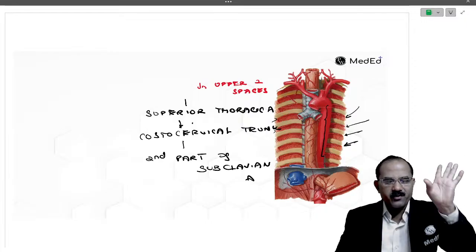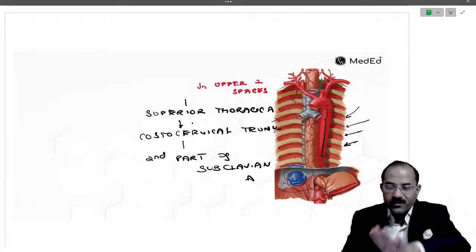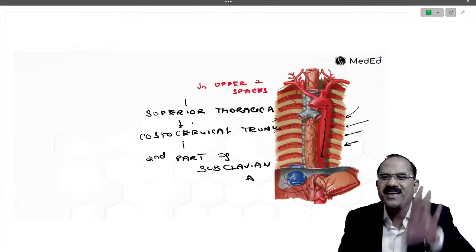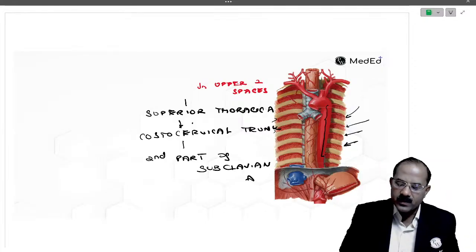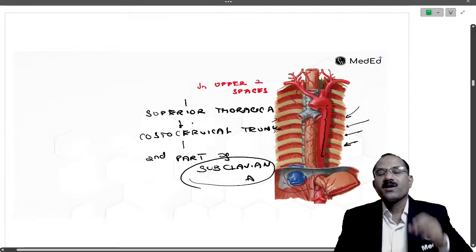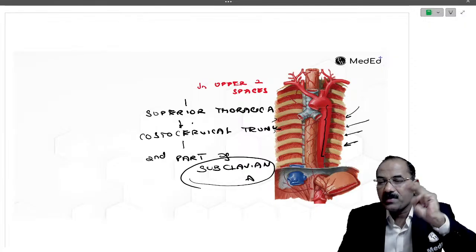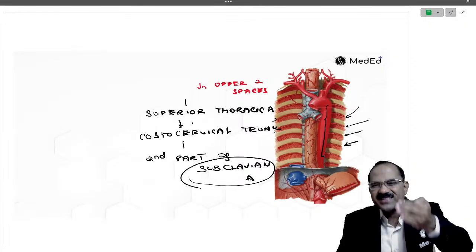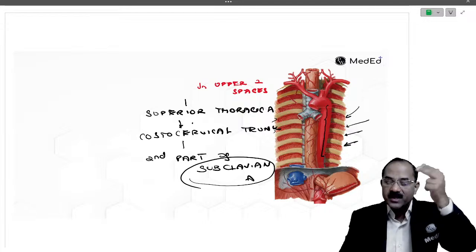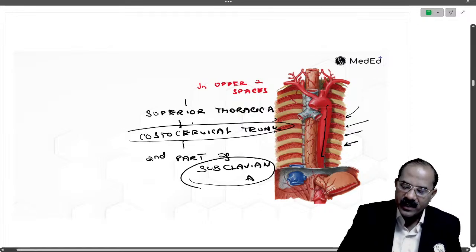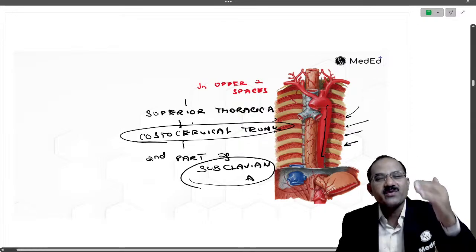Okay, perfect. The subclavian artery is divided into three parts by whom? Scalenus anterior. So that is the subclavian artery, children. Where is the second part of subclavian artery lying? Behind the scalenus anterior. And from the second part of subclavian artery, we get this costocervical trunk.